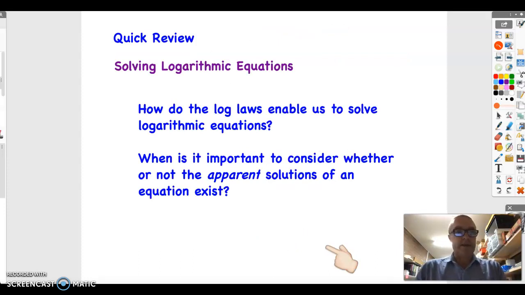So that's all we're looking at today. So just a quick review. We've seen how we use our log laws to solve logarithmic equations, and in one case we've seen why it's important to consider whether or not the apparent solutions of an equation exist. It's actually just good problem solving practice to always ask, do my solutions seem reasonable? Do they make sense? Thanks very much.